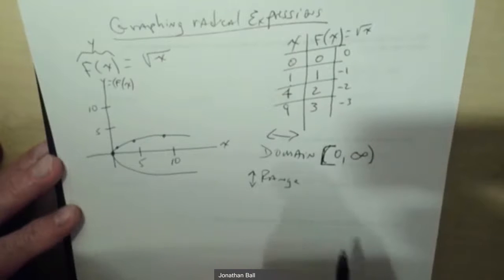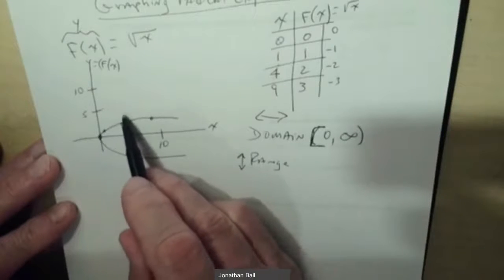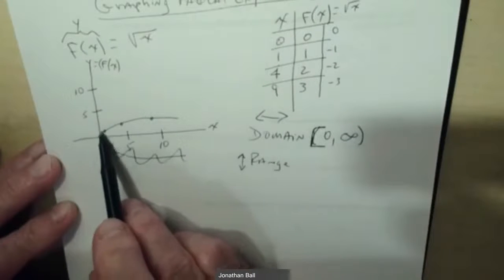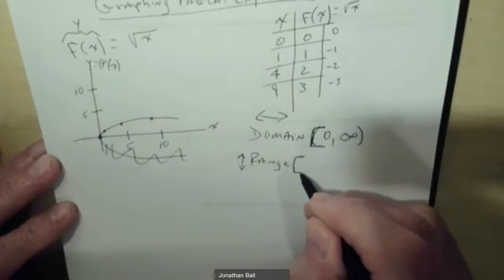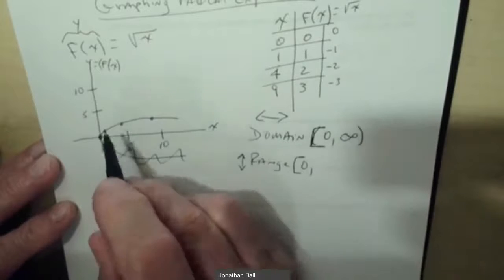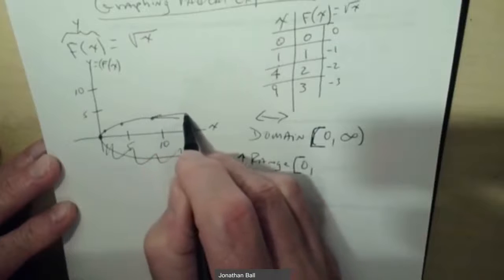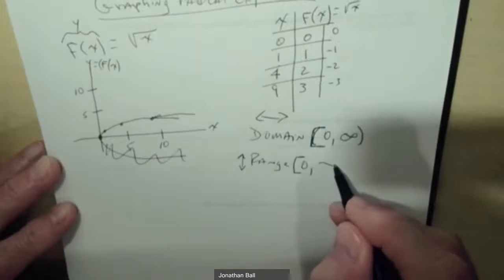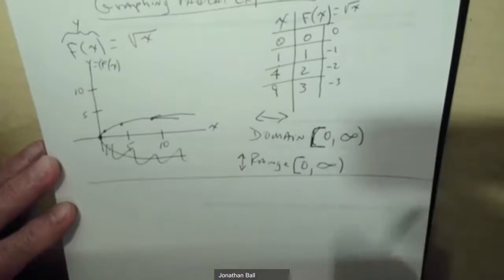Okay, and the range goes up and down. So what's the smallest number this can be? We're not talking about this here. We're only talking about this one. Where does it start, or where's the lowest part? Again, 0. It keeps going this way. But how far up does it go? It also goes to infinity. It just goes to infinity very, very slowly. Okay, domain and range.